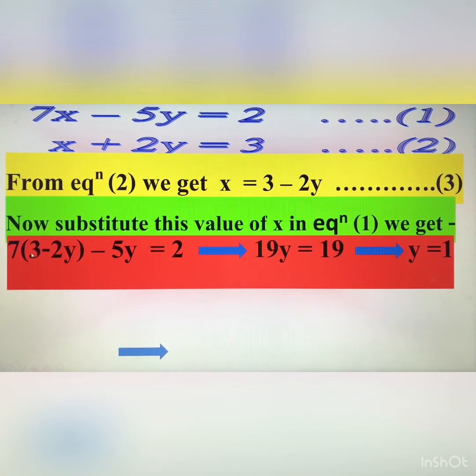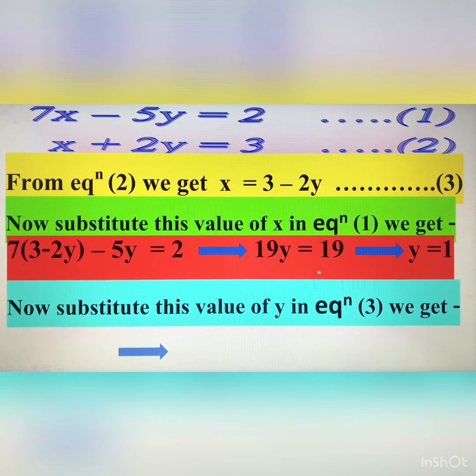Then 7 3s are 21, and transpose this 2 to the left side. So 21 minus 2, that is 19, and 7 2s are 14, minus 14y and minus 5y, that is minus 19y. So 19y equal to 19, and we will get the final answer y equal to 1, because we transpose 19 to the right side. Therefore we get y equal to 19 by 19, that is y equal to 1.